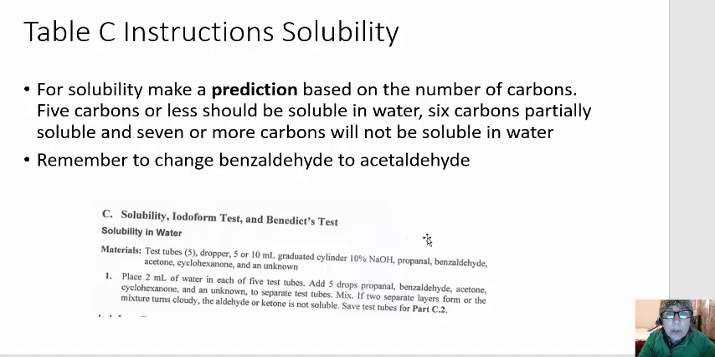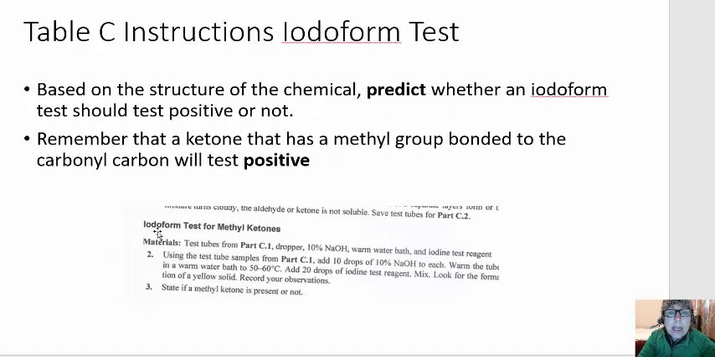So for these chemicals that are listed, make a prediction based on the number of carbons. You may remember from your reading or from the video lectures that because ketones and aldehydes are polar, the smaller molar mass aldehydes and ketones are actually soluble in water. So for the chemicals that you know, predict their solubility. If they have 5 carbons or less, they should be soluble in water. 6 carbons is right at the boundary, so maybe partially soluble or insoluble, and 7 or more will not be soluble in water.